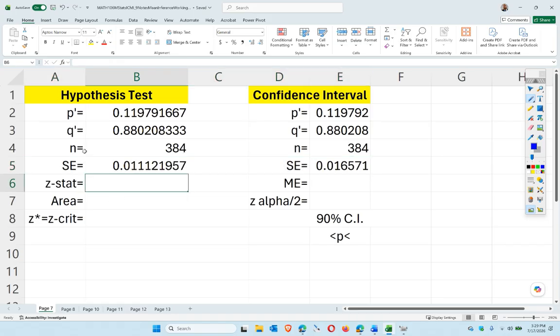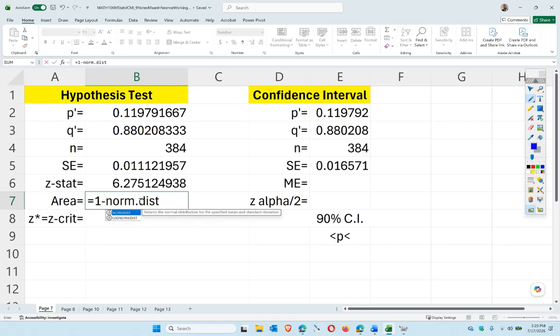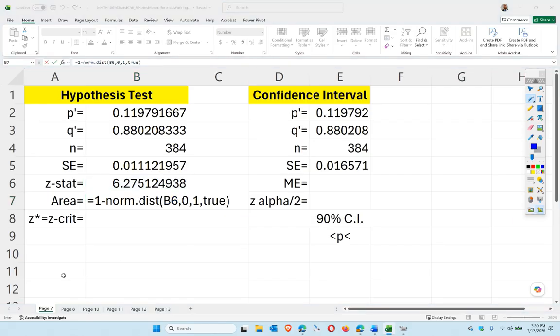Okay, so the z-stat is the sample minus the population divided by the standard error. So we get 6.275. So we need to do 1 minus the normal dot distribution of that value, comma 0, comma 1, comma true. So why 1 minus? Because we're doing a right-tailed test.